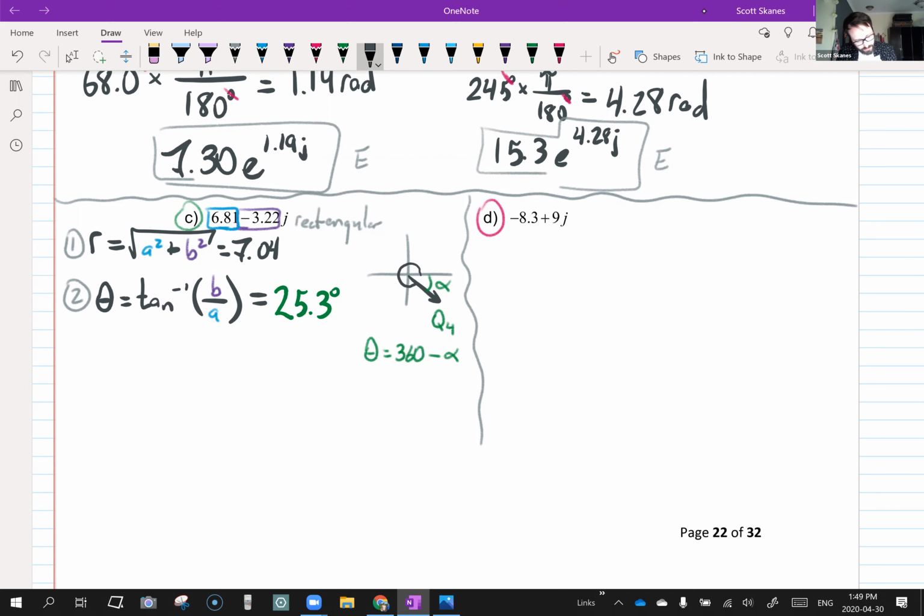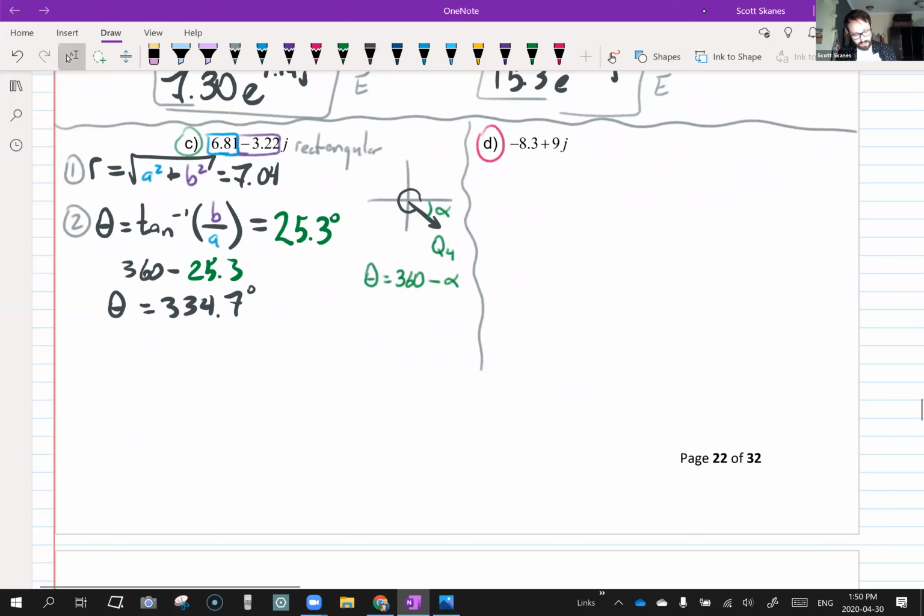So 360 minus theta. Let me write it over here. 360 minus 25.3. The angle is actually 334.7 degrees. Hopefully I didn't lose anyone there. We need to go another step because this is a polar form thing in degrees. We need it in exponential form. So this is the last step.